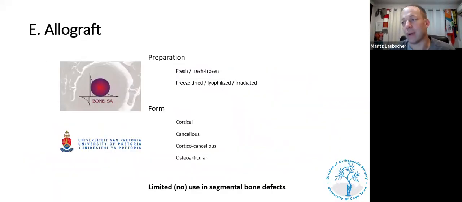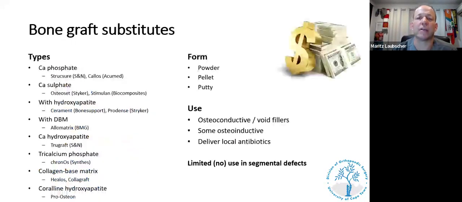I want to mention allograft. The main reason I want to mention allograft is to say that allograft should only be used as a void filler and should never be used in a segmental bone defect. You cannot use a dead piece of bone for a segmental bone defect and expect healing.